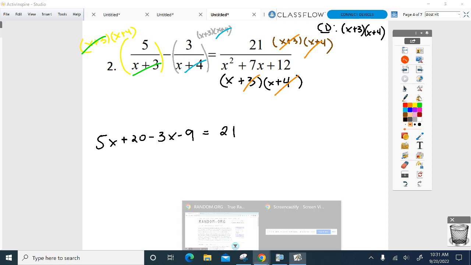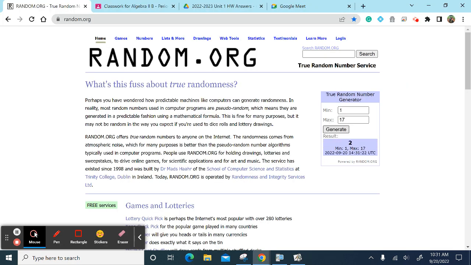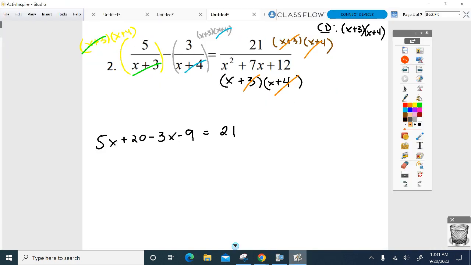All right, combine your left side for me. What do you get? Combine your left side. 2x plus 11. Go ahead, move your 11 over. 2x equals 10. And maybe x equals 5. Go ahead and check.